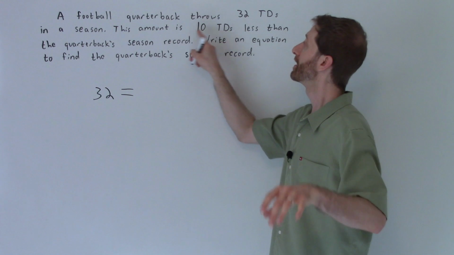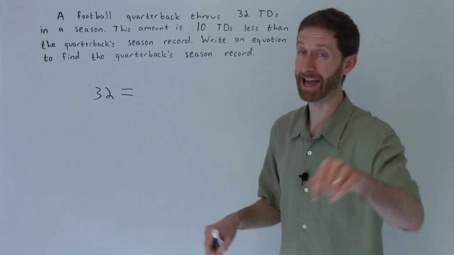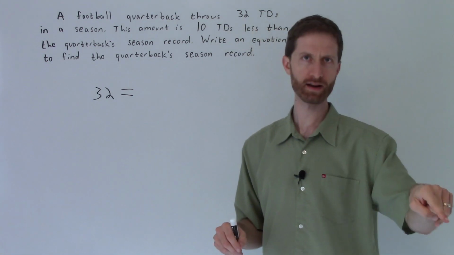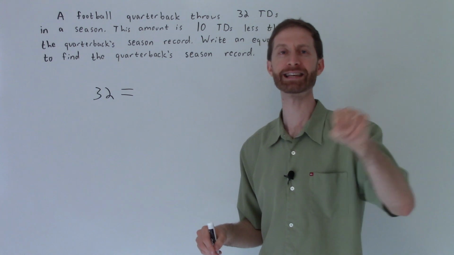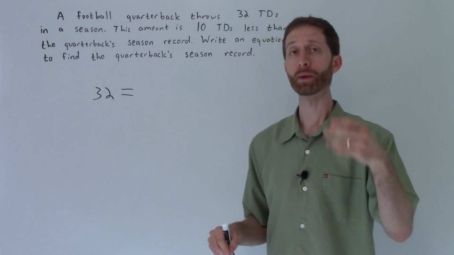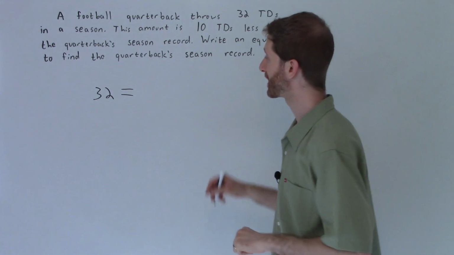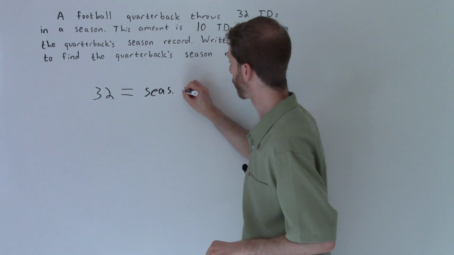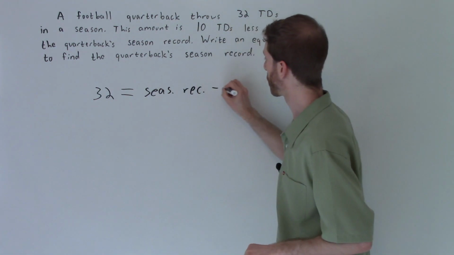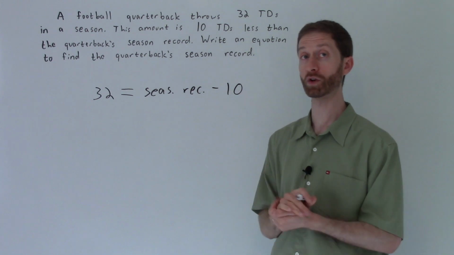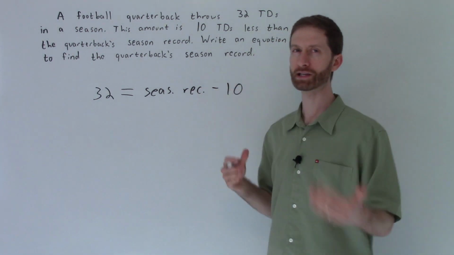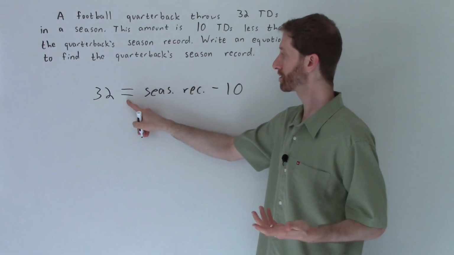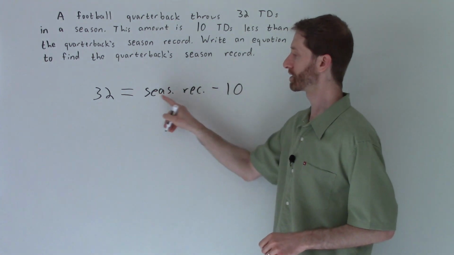This amount is 10 TDs less than the quarterback's season record. If we're 10 less than another value, so if I have 10 less than 17, we find that number by doing 17 minus 10. So 10 less than the season record, so I'm just going to call that season record, and we're 10 less than. So that's not the full equation we're going to be solving, but I've kind of already teased out a nice equation here. So again, this amount is 10 less than the seasonal record.